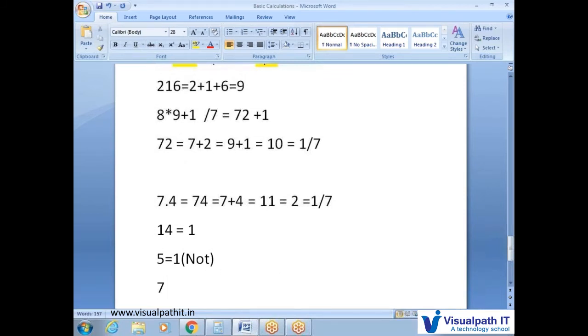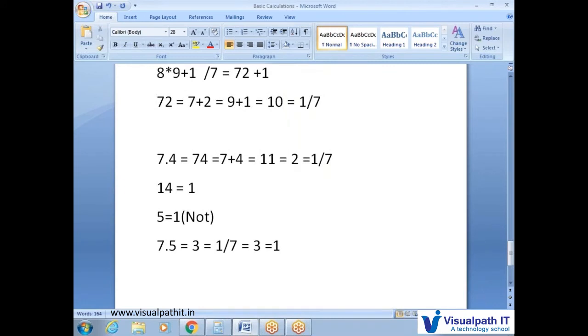Option B is 7.5, which is 75. 75 means 12, and 12 means 3. 3 equal to 1 by 7? Cross multiplying, 3 7s are 21. 21 means 2 plus 1, which is 3. 3 equal to 1 or not equal to 1? So 3 is not equal to 1. Option B is also not satisfied.